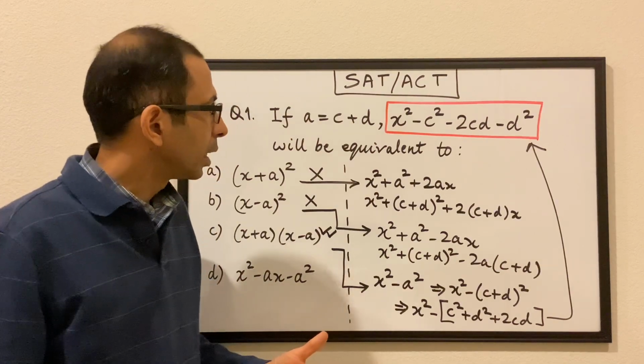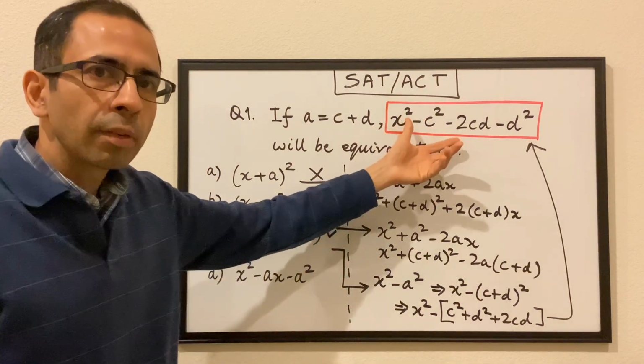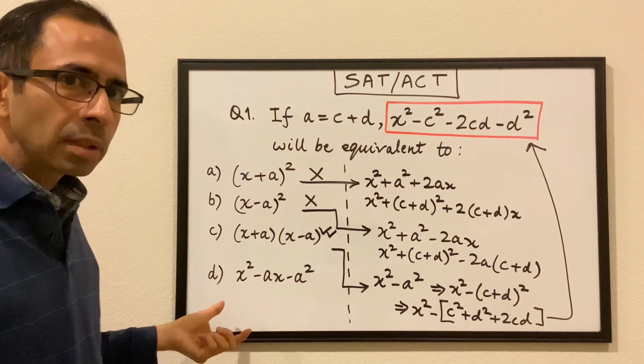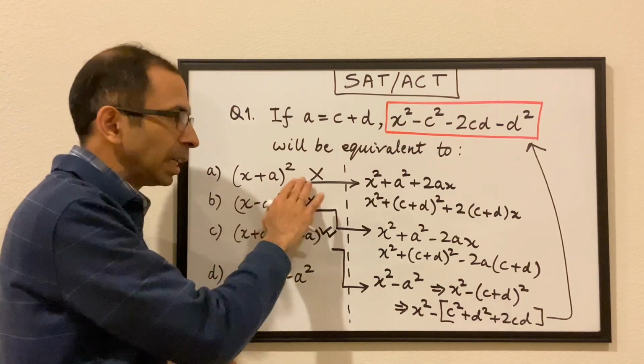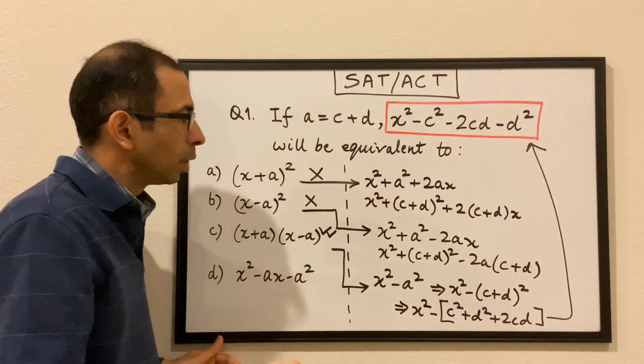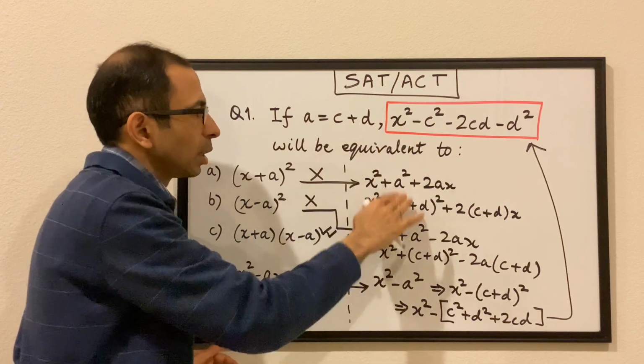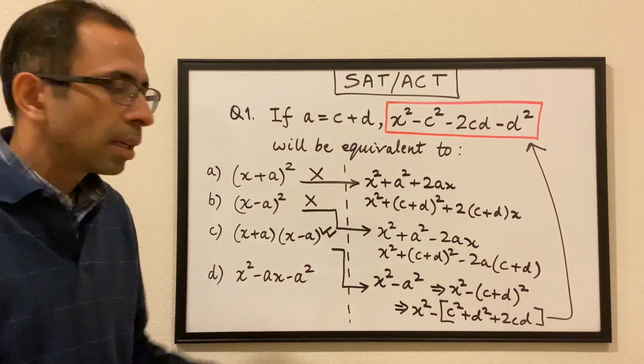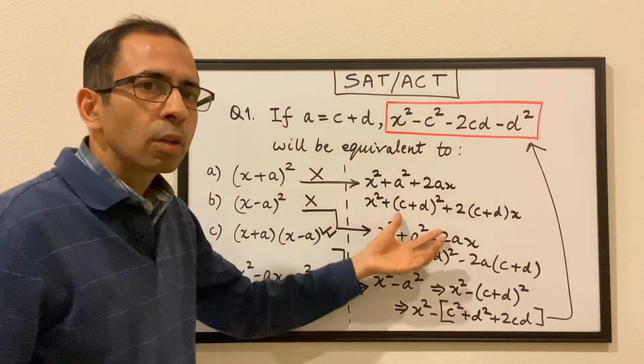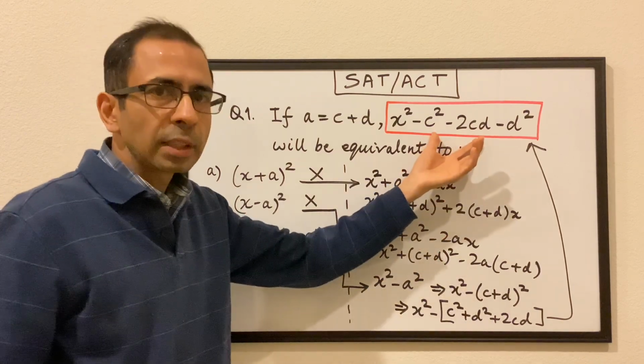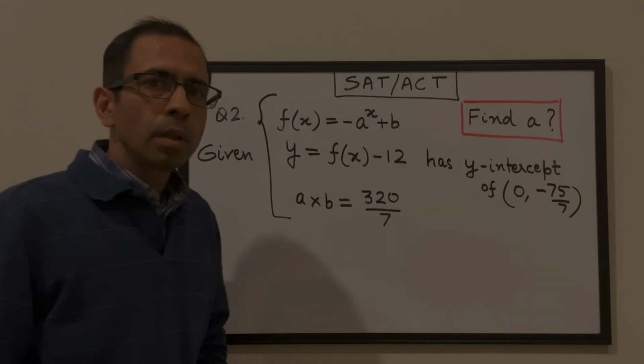Again, just to quickly reiterate, this is the expression they have given to us and these are the options, right? First of all, we expanded each one of them the way we would normally do, and then plugged in the value of a equal to c plus d and got a sense whether what we are getting is anywhere close to or similar to what they are asking for, right? Next question.